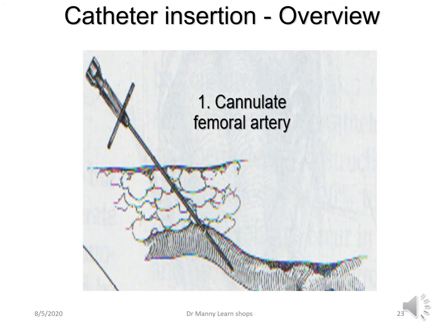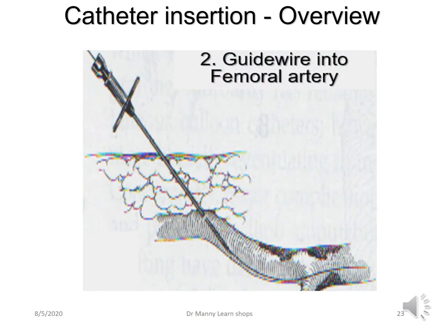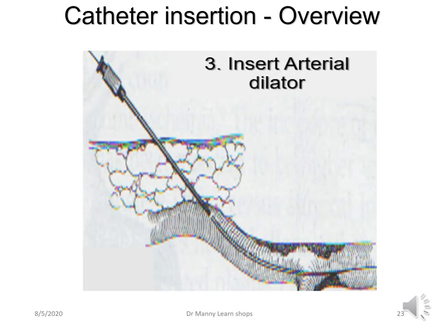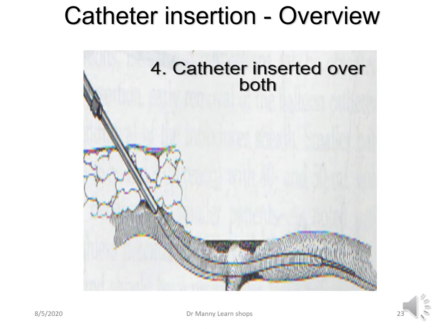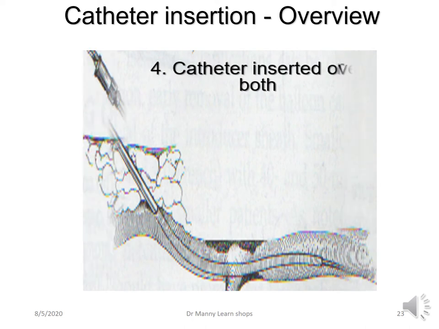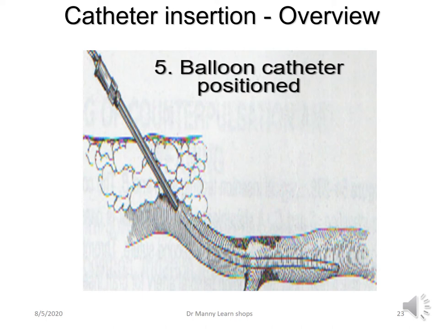Let's briefly review how the catheter is inserted using a modified Seldinger technique. First of all, the femoral artery is typically cannulated. A guide wire is inserted into the femoral artery. Then an arterial dilator is used to increase the diameter of the lumen that was just created. The balloon catheter is inserted over both. It's positioned in the right place according to the markers, but will be reviewed on chest x-ray.